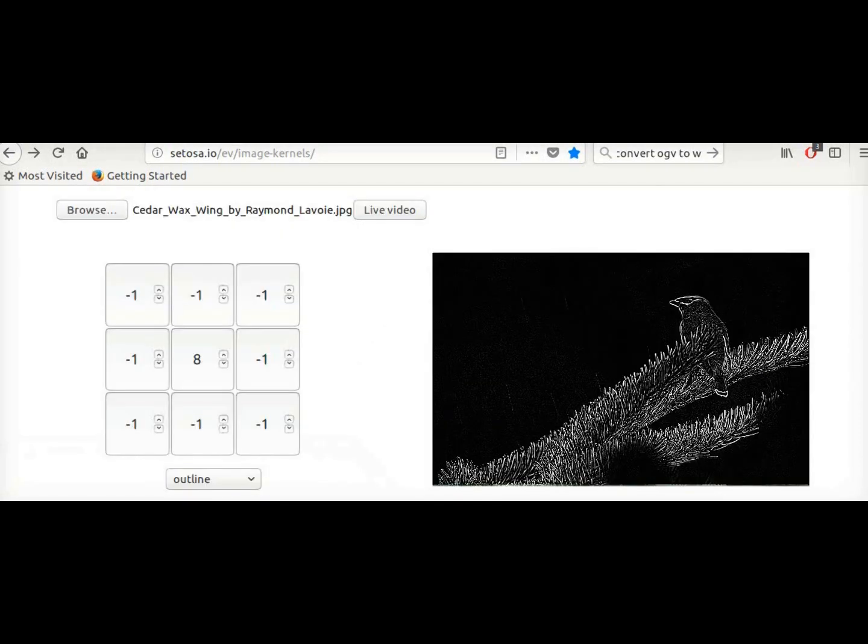This image shows a 3x3 kernel applied to the cedar waxwing image by Raymond Lavoie. This is a background image from the Ubuntu installation. You'll see it a few more times as we go through this presentation. This image is 2560 by 1600, or 4.1 megapixels. Convolving this whole image represents about 33 million MACs.